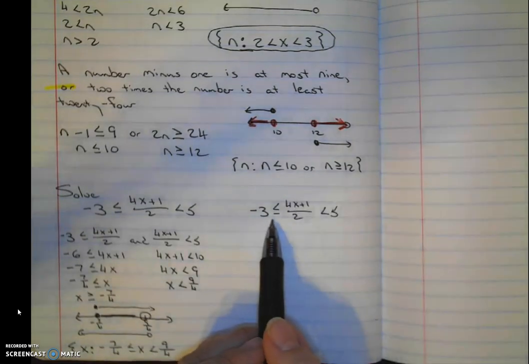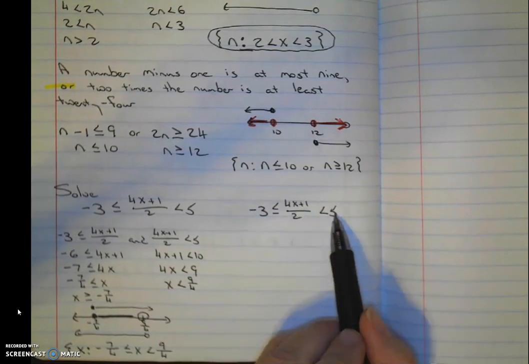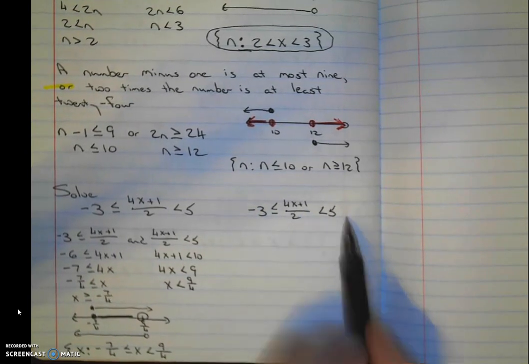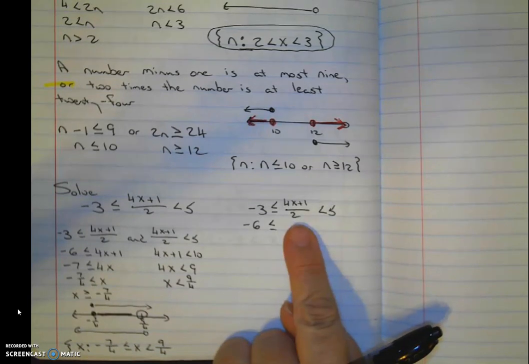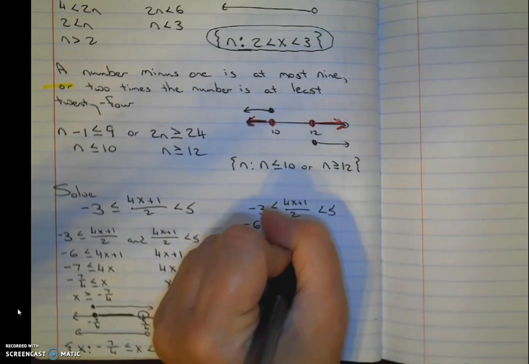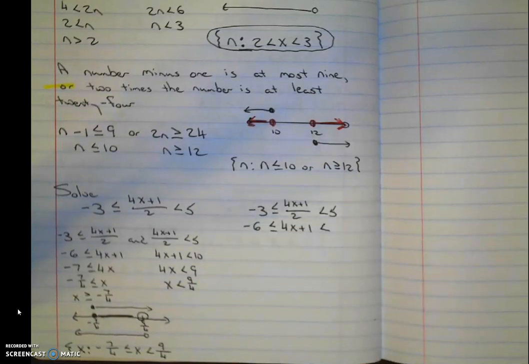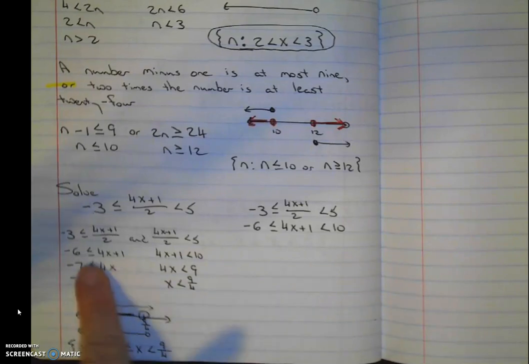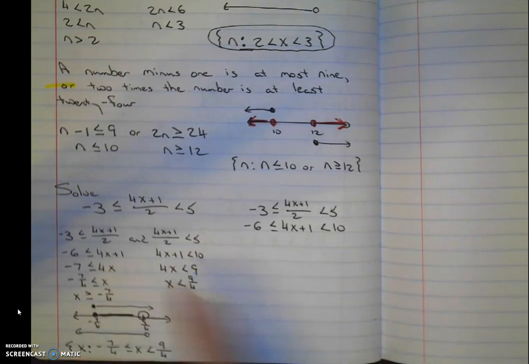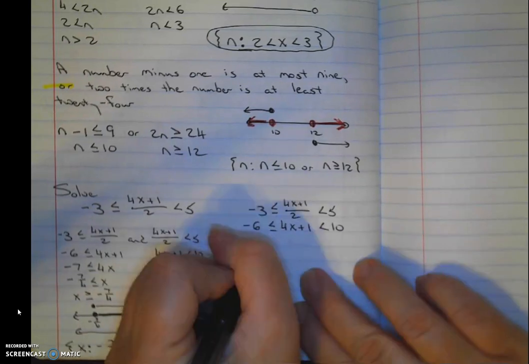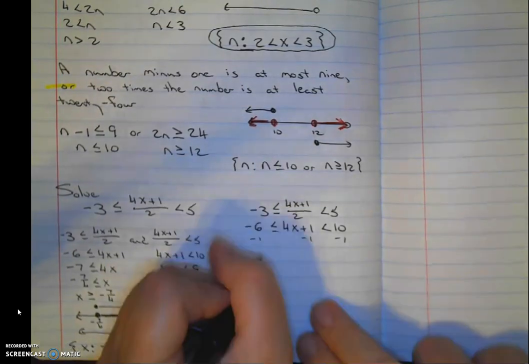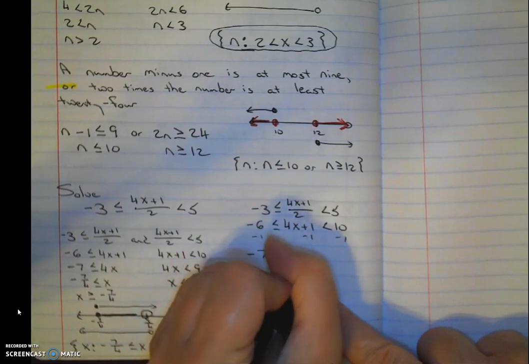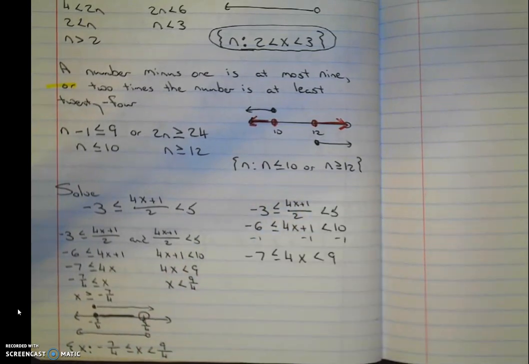If I think of multiplying both sides by 2, that's going to be this by 2, this by 2, and this by 2. Negative 3 times 2 is negative 6, less than or equal. This fraction times 2 is just the 4x plus 1, less than 5 times 2 is 10. Think of what I did both here and here. I subtracted 1, I subtracted 1. Let's just do that throughout. Let's just do a minus 1, a minus 1, a minus 1 all across the board. That gives me negative 7 is less than or equal to 4x is less than 9.